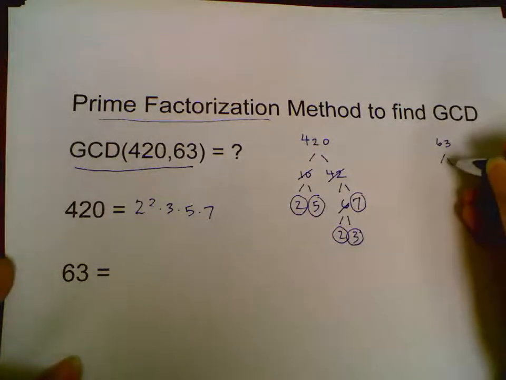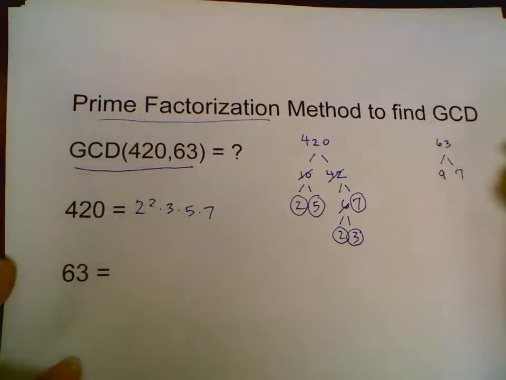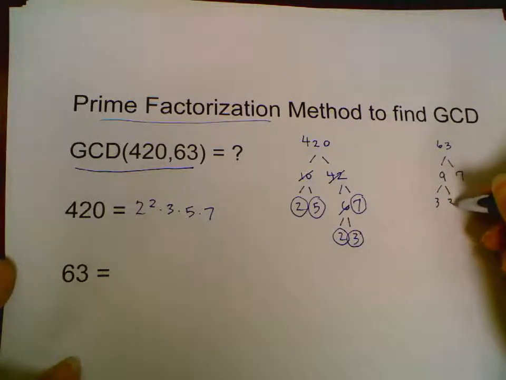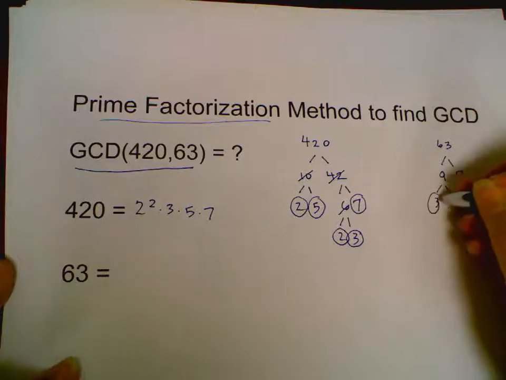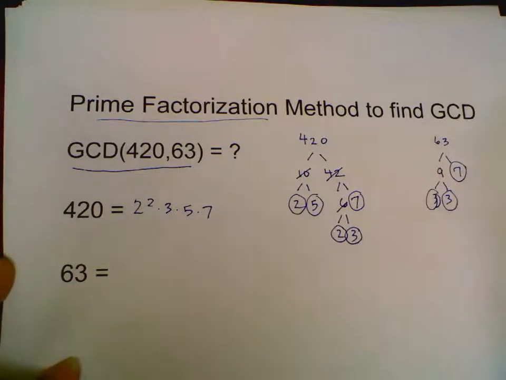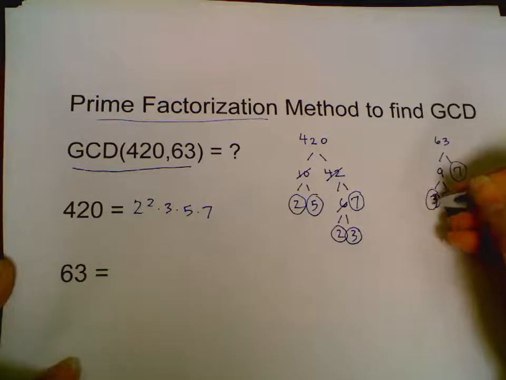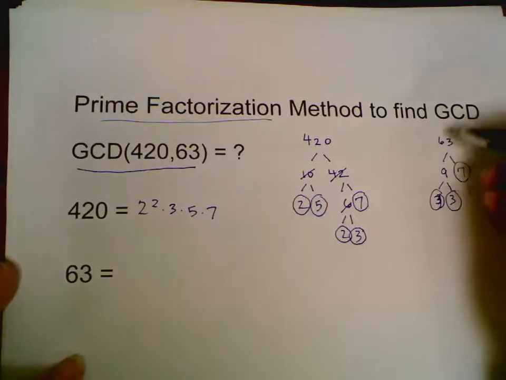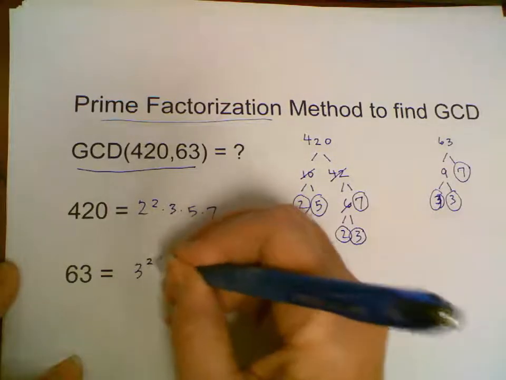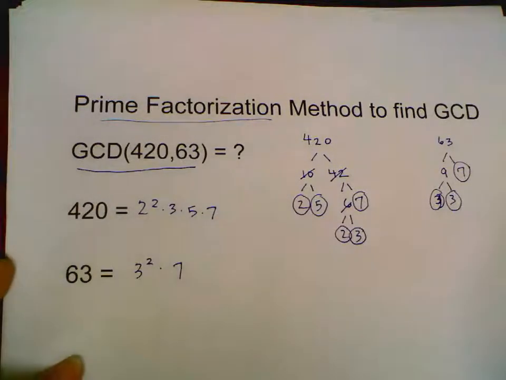Let's break 63 down using a factor tree. 9 times 7 is 63. 7 can't be broken down anymore, it's prime, but 9 is 3 times 3, and now we're at the ends of all the branches. All those numbers are prime numbers, and that's the prime factorization of 63. 3 times 3 times 7.